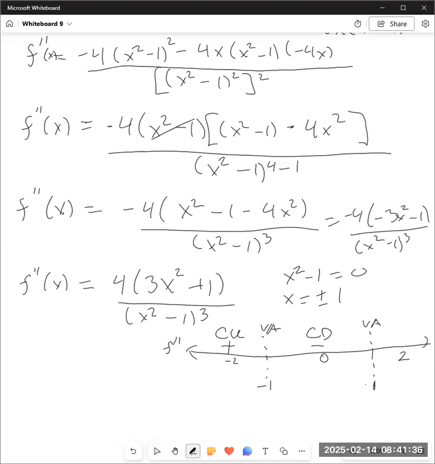And then when I stick in 2, the top is positive. 4 minus 1 is a positive 3. A positive 3 cubed is positive. A positive divided by a positive is a positive, and this section is concave up. So I'll be concave up from negative infinity to negative 1, union 1 to infinity, and I'll be concave down from negative 1 to 1. That was this one.